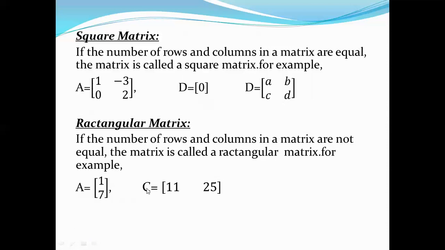Similarly, we have another example, C equal to [11, 25]. Here we observe that there is only one row, but the columns are 2. So its order is 1 by 2. It's not equal. That's why this matrix is also a rectangular matrix.